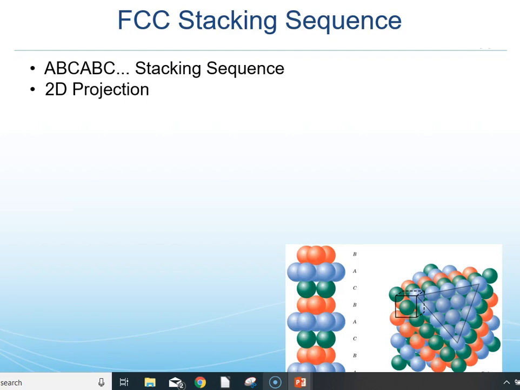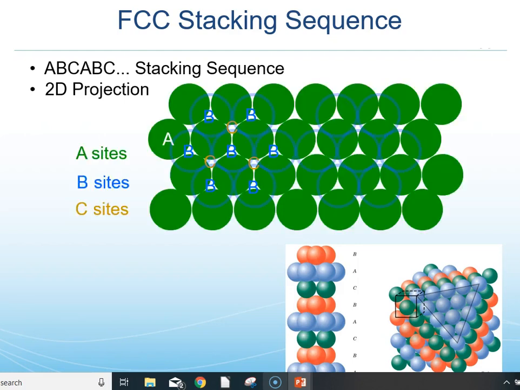but it would not be the same stacking sequence. In face-centered cubic, you go from position 1 to position 2 to position 3 as you stack, and then back to position 1. So it's called the ABC stacking sequence. Here's a 2D projection. If we started with layer A and we put down layer B where the blue circles are, you'd put your third layer where C is, and that would give you a face-centered cubic.